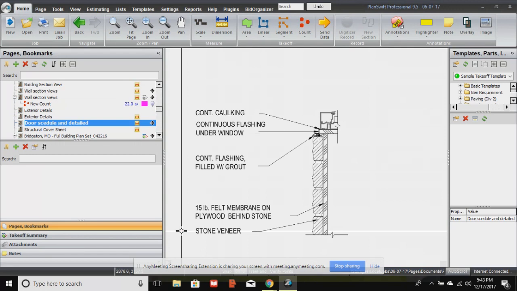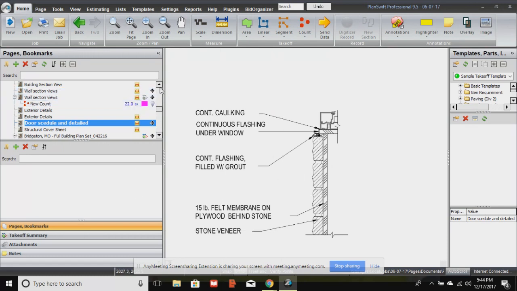that means continuous: continuous caulking, continuous flashing under window, some more continuous flashing filled with grout. Under that, the 15-pound felt membrane on the plywood behind the stone, all of that. Detail view marker. This is the last of the construction views, in terms of wall construction, in terms of anything construction. It goes to the heart of the construction. It's the last, it's the details. That's why they call it a detail view marker.